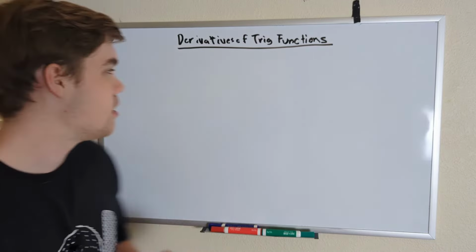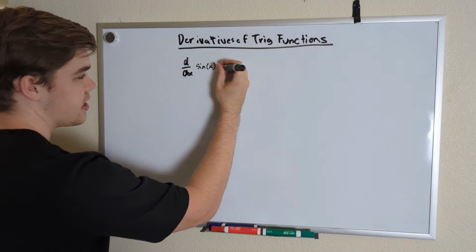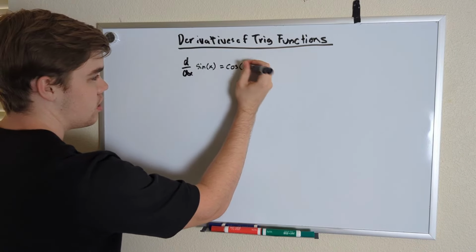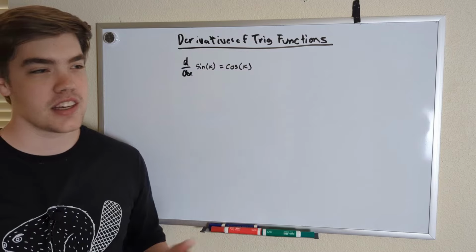Starting off with the easiest one, which of course is the derivative of sine of x. The derivative of sine of x is just cosine of x. Very simple, very easy to remember. It just goes from sine to cosine. Add a co to the beginning, and you've got the derivative.